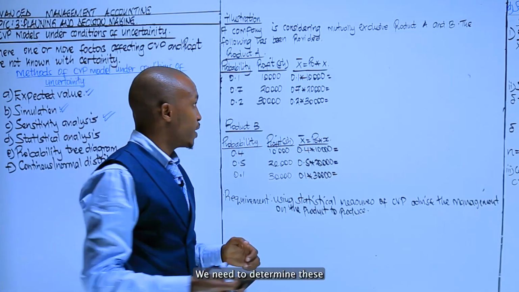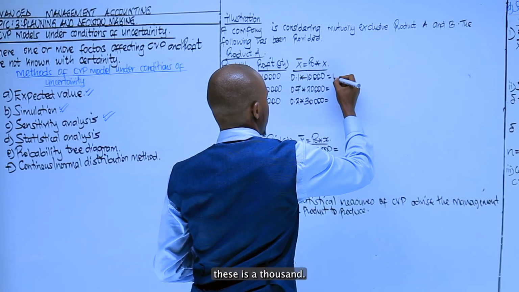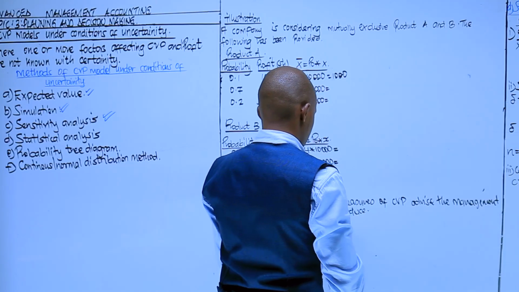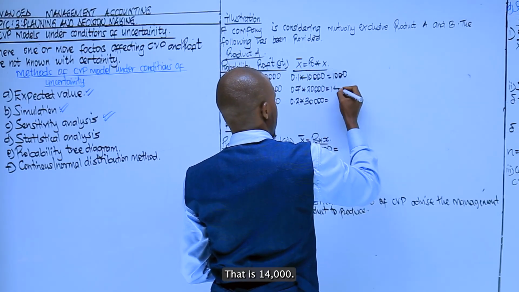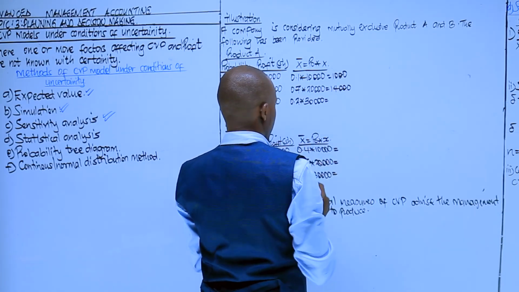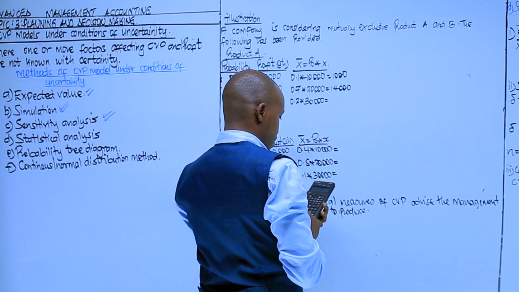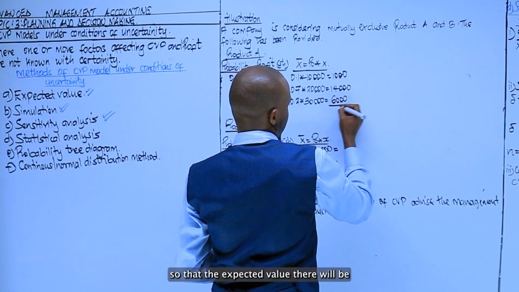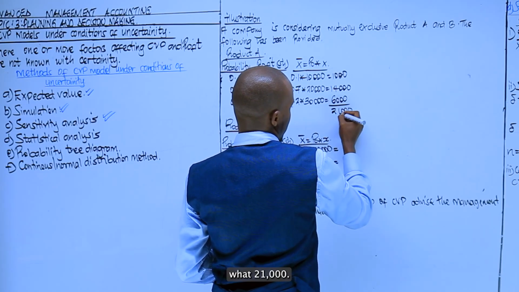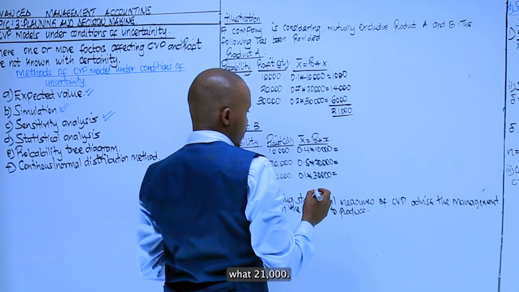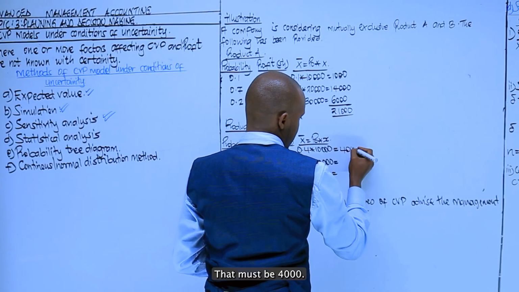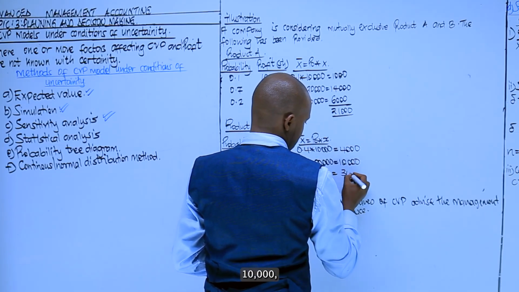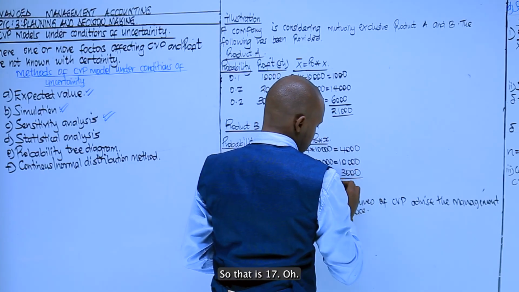We need to determine this. This is 1,000. That is 14,000. And that is 6,000. So the expected value there will be 21,000. That must be 4,000, 10,000, 3,000. So that is 17,000.